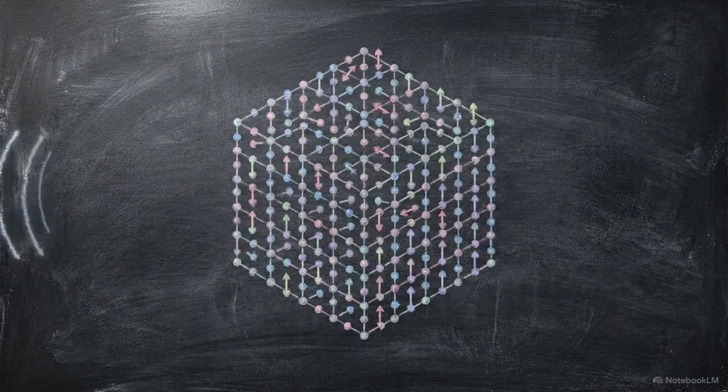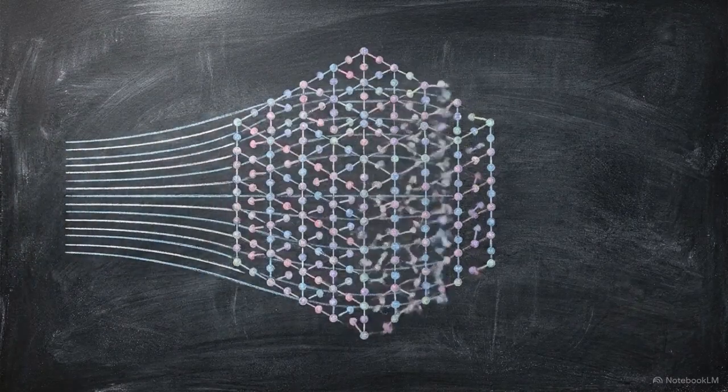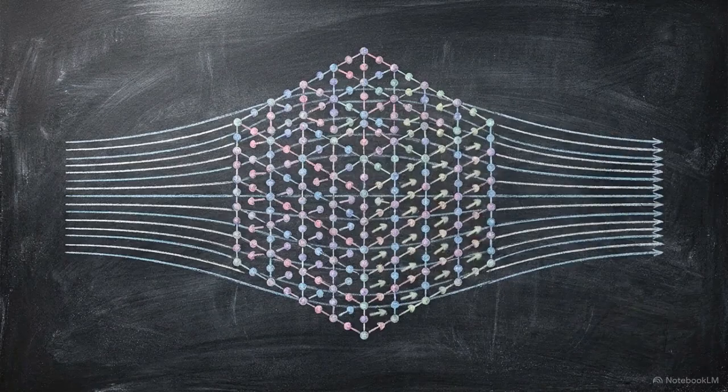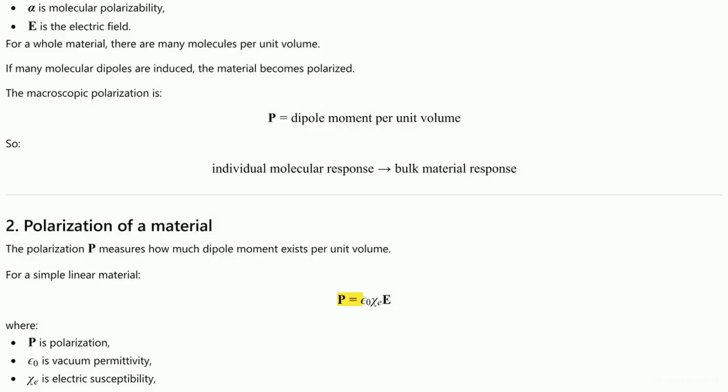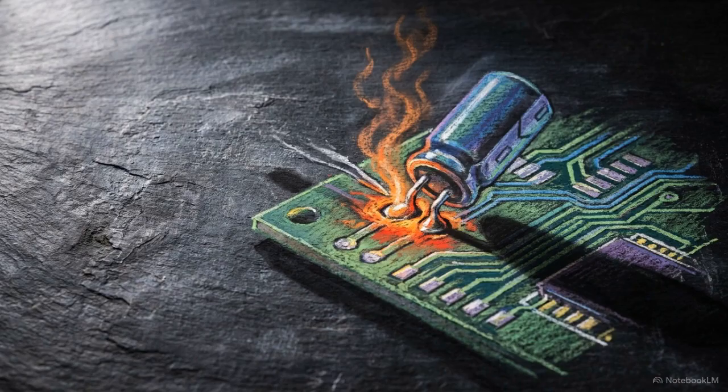If we scale this up from an isolated molecule to a dense macroscopic lattice, we introduce millions of active dipoles working simultaneously. This equation defines macroscopic polarization, or vector P. It measures exactly how much dipole moment exists per unit volume of the bulk material. The electric susceptibility term links directly to the dielectric constant, also known as relative permittivity. This determines how strongly the entire material responds to an electric field.